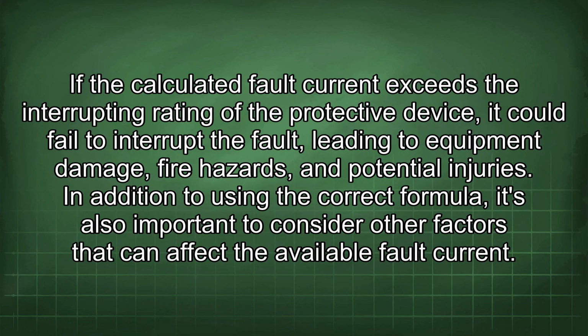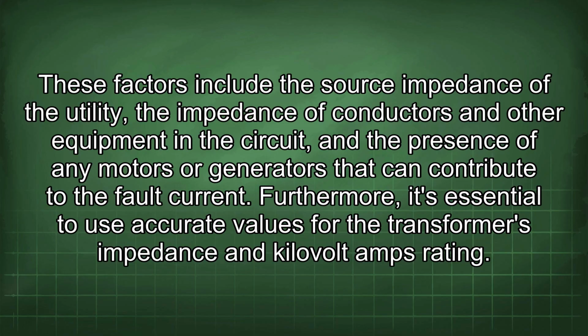If the calculated fault current exceeds the interrupting rating of the protective device, it could fail to interrupt the fault, leading to equipment damage, fire hazards, and potential injuries. In addition to using the correct formula, it's also important to consider other factors that can affect the available fault current. These factors include the source impedance of the utility, the impedance of conductors and other equipment in the circuit, and the presence of any motors or generators that can contribute to the fault current.